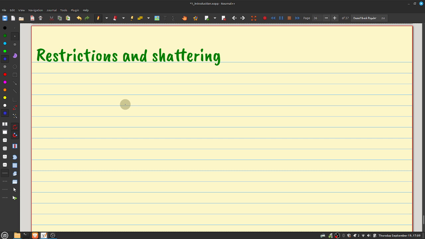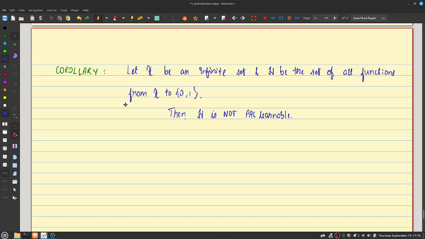Yes, over an infinite set. But that's too complicated a class. We'll see something more. This is sort of a direct result, a corollary of the no free lunch theorem. This is too complex a class and it can't be learned.